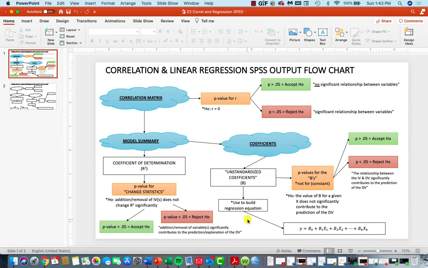Okay, so this is a general flowchart of how you're going to read the actual outputs that you get from SPSS for correlations. For correlations specifically, you'd only be looking at this part. If you're doing a linear regression, you're considering all of this flowchart.